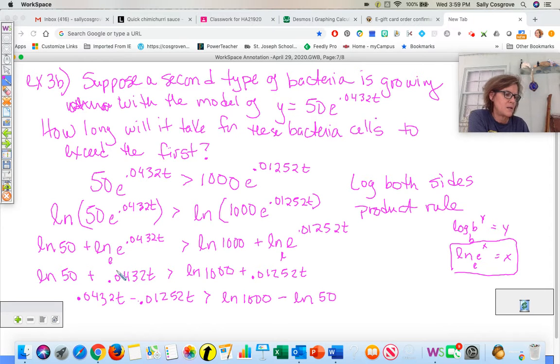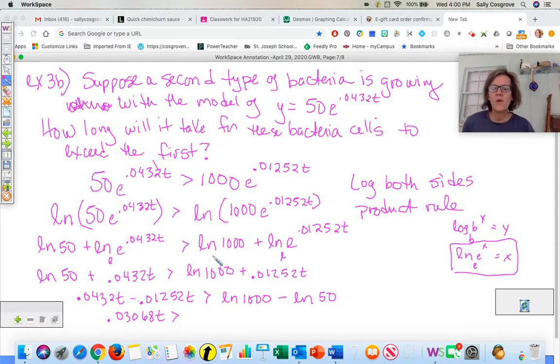Handy dandy calculator. 0.0432 minus 0.01252. Oh, come on, pen. And I get 0.03068t on this side is greater than, okay.